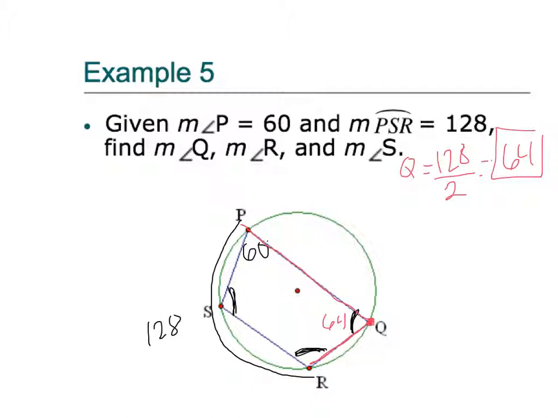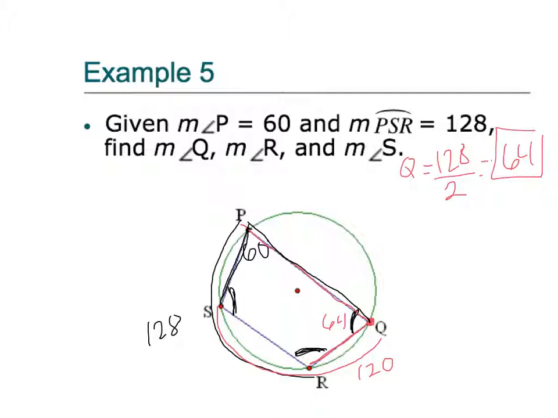I know that angle P equals 60, and what does that mean? Well, let's check it out. To me, that's saying that this angle here opens up to arc SRQ, and SRQ, let me identify it in red, is going to be 120 degrees because it's twice angle P. Okay, what else do I know?